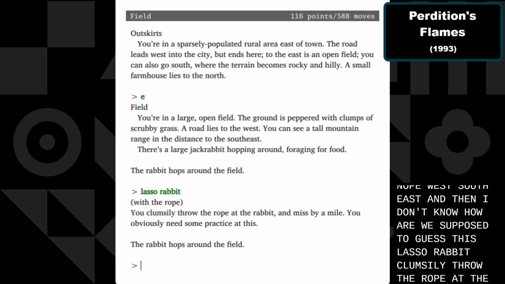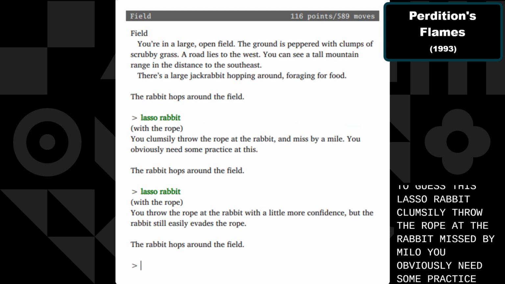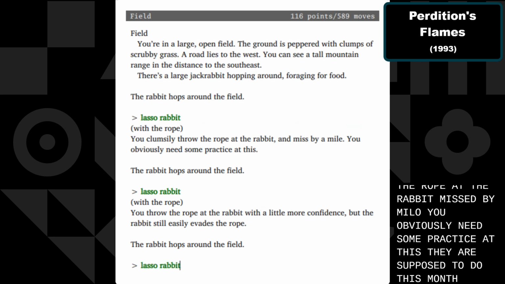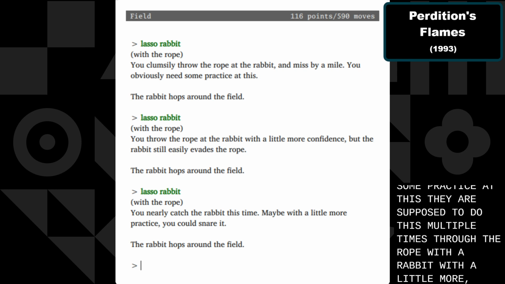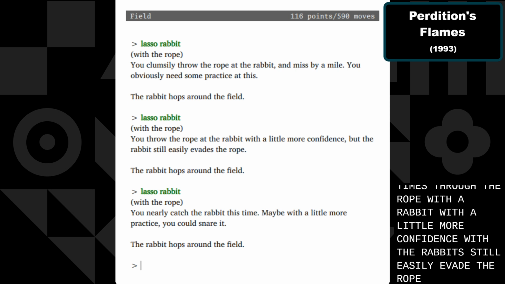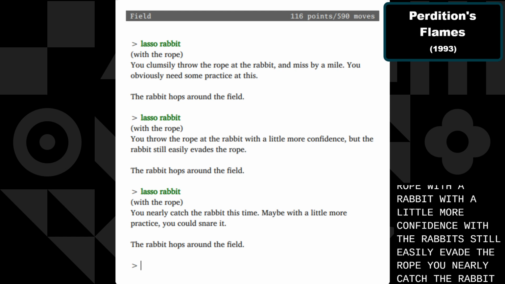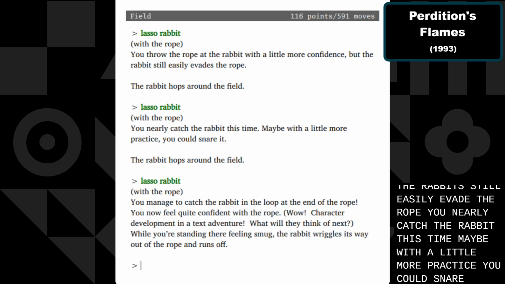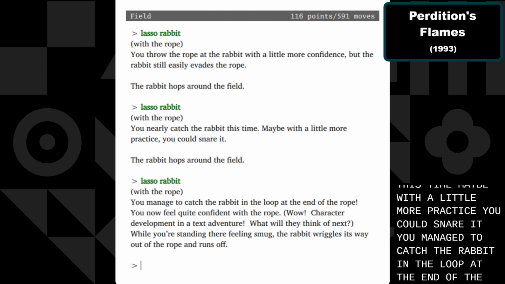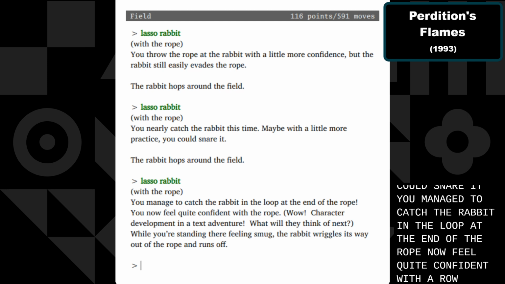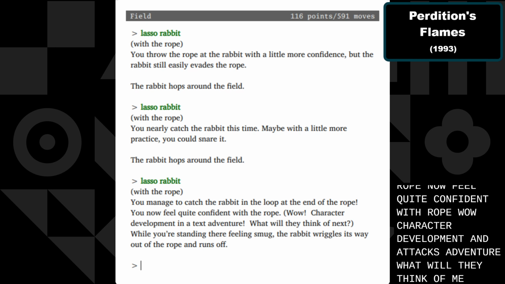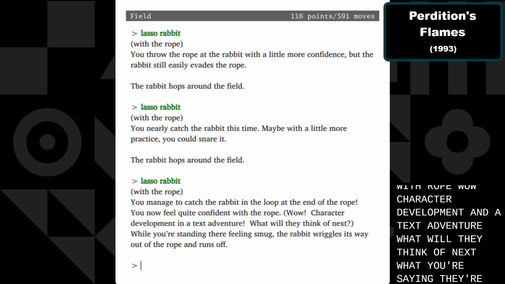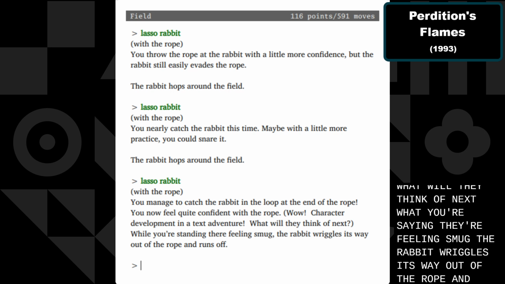Clumsily throw the rope at the rabbit and miss by a mile. You obviously need some practice at this. And then you're supposed to do this multiple times. Throw the rope at the rabbit with a little more confidence, but the rabbit still easily evades the rope. You nearly catch the rabbit this time. Maybe with a little more practice, you could snare it. You manage to catch the rabbit in the loop at the end of the rope. Now feel quite confident with the rope. Wow, character development in a text adventure. What will they think of next? While you're standing there feeling smug, the rabbit wriggles its way out of the rope and runs off.